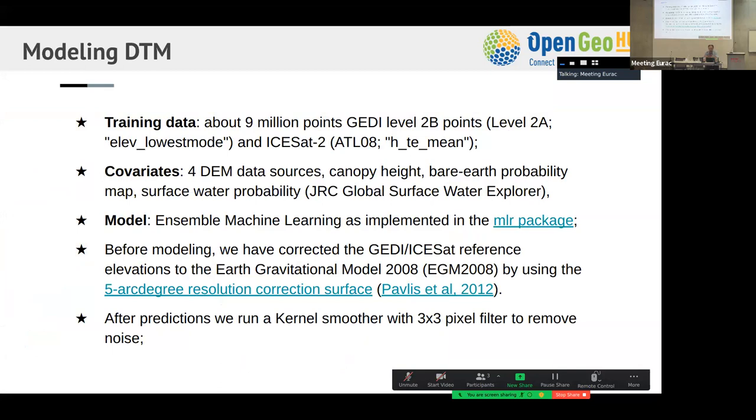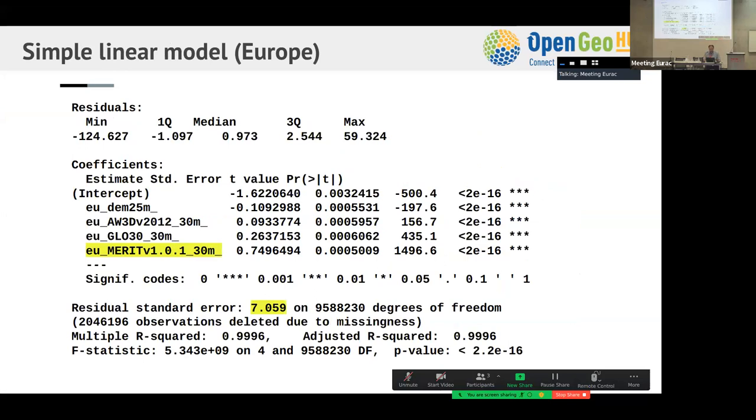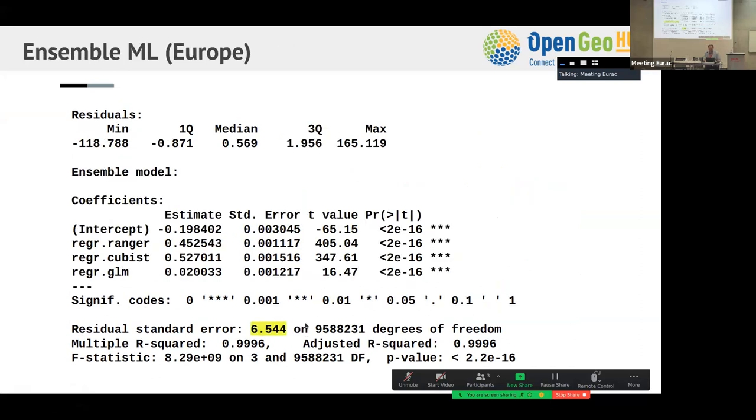You can also subset based on the quality. Then we prepared covariate layers. We also added canopy height, bare earth probability, and surface water probability. We added all these layers, and I ran the ensemble machine learning. Then we produced the predictions, and you can see that the MERIT DEM matches best with GEDI and ICESat-2 if you do a linear comparison. It's mainly because of vegetation, right? Then you get a standard error of about 7.1 meter, which is the average error of estimating terrain height. After I do the machine learning, I got an average error of 6.5, so it's a 0.6 meter improvement.